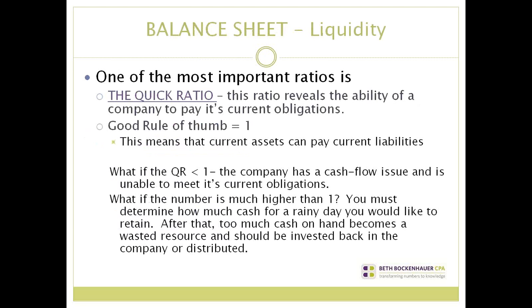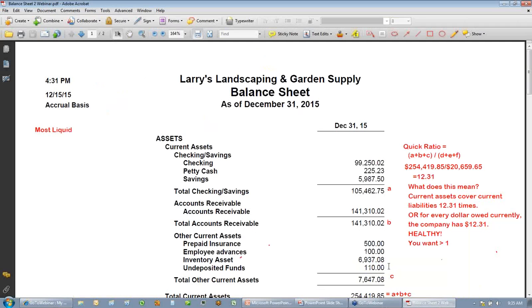So here we have the first ratio. It's called the quick ratio, and this ratio measures liquidity. It reveals the ability of a company to pay its current obligations. After we run the calculation, we want this ratio to be 1 or higher. This means that the current assets can pay the current liabilities, meaning we have the ability to cover our current obligations. So let's look at a visual of this.